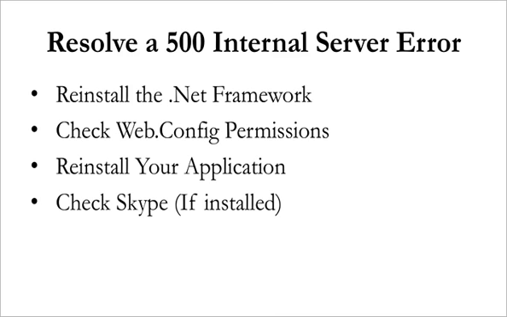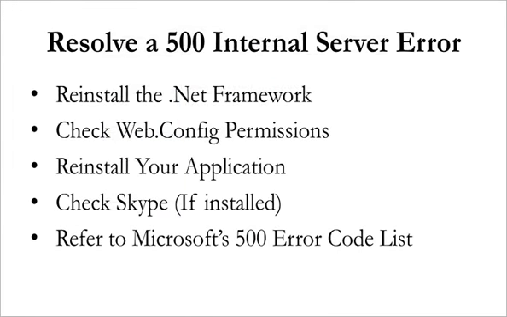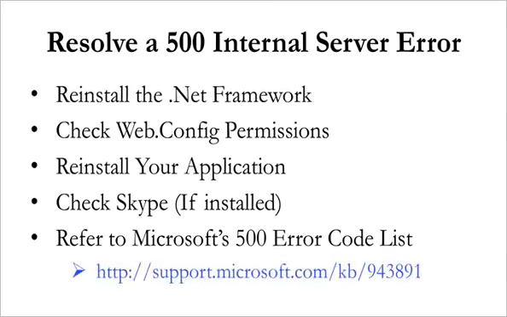Skype can conflict with IIS web applications if you don't have your Skype options set correctly. Within Skype, go to Tools, Options, Advanced, Connections, and uncheck Use port 80 and 443 as alternatives for incoming connections. If your HTTP 500 error is suffixed by a period and another number, such as 500.13, the problem should be fairly easy to track down. Explanations can be found at this link.